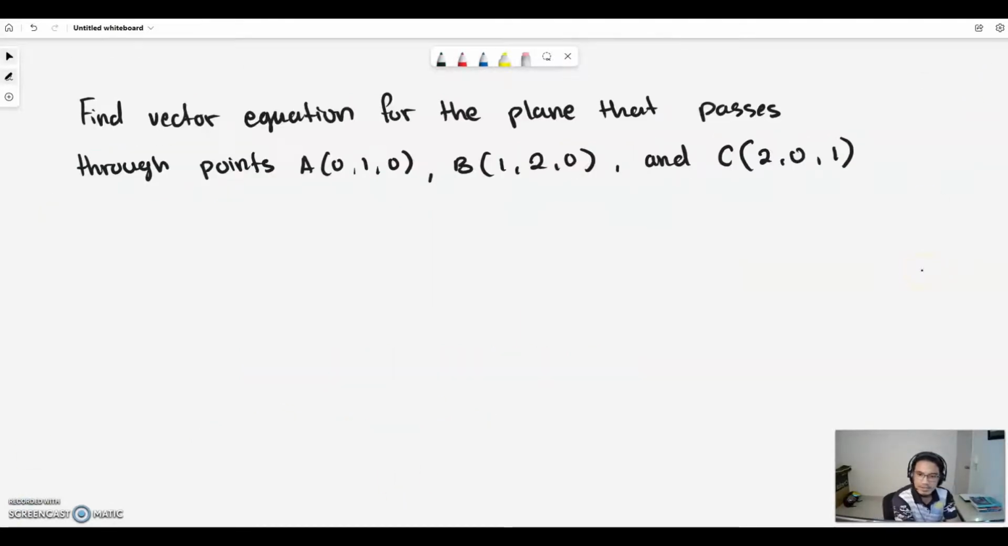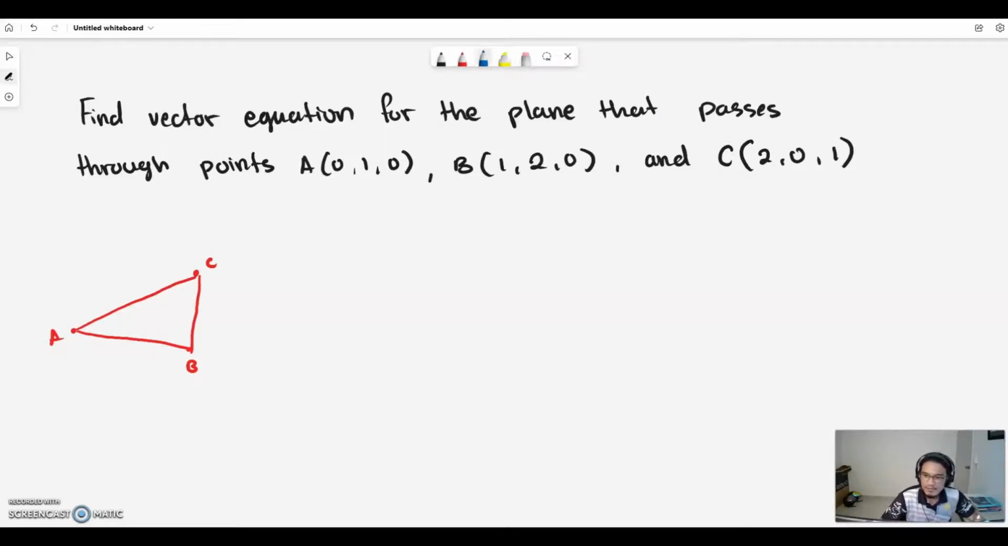Okay, so now I have one example of a question to find the vector equation of the plane that passes through points A, B, and C. Let's first sketch the points. So here is point A, B, and here is point C. So these three points create a triangle. This triangle we can assume as the plane.